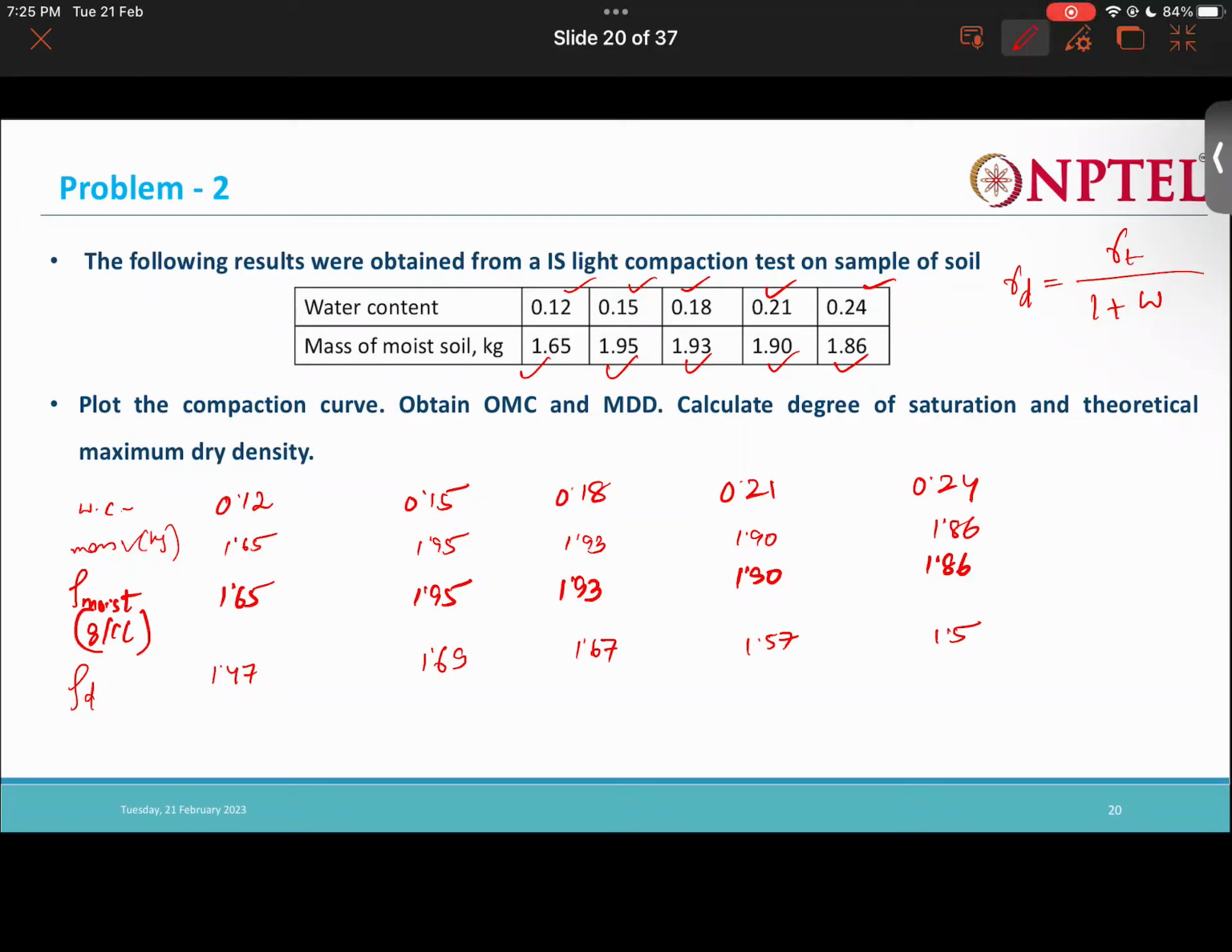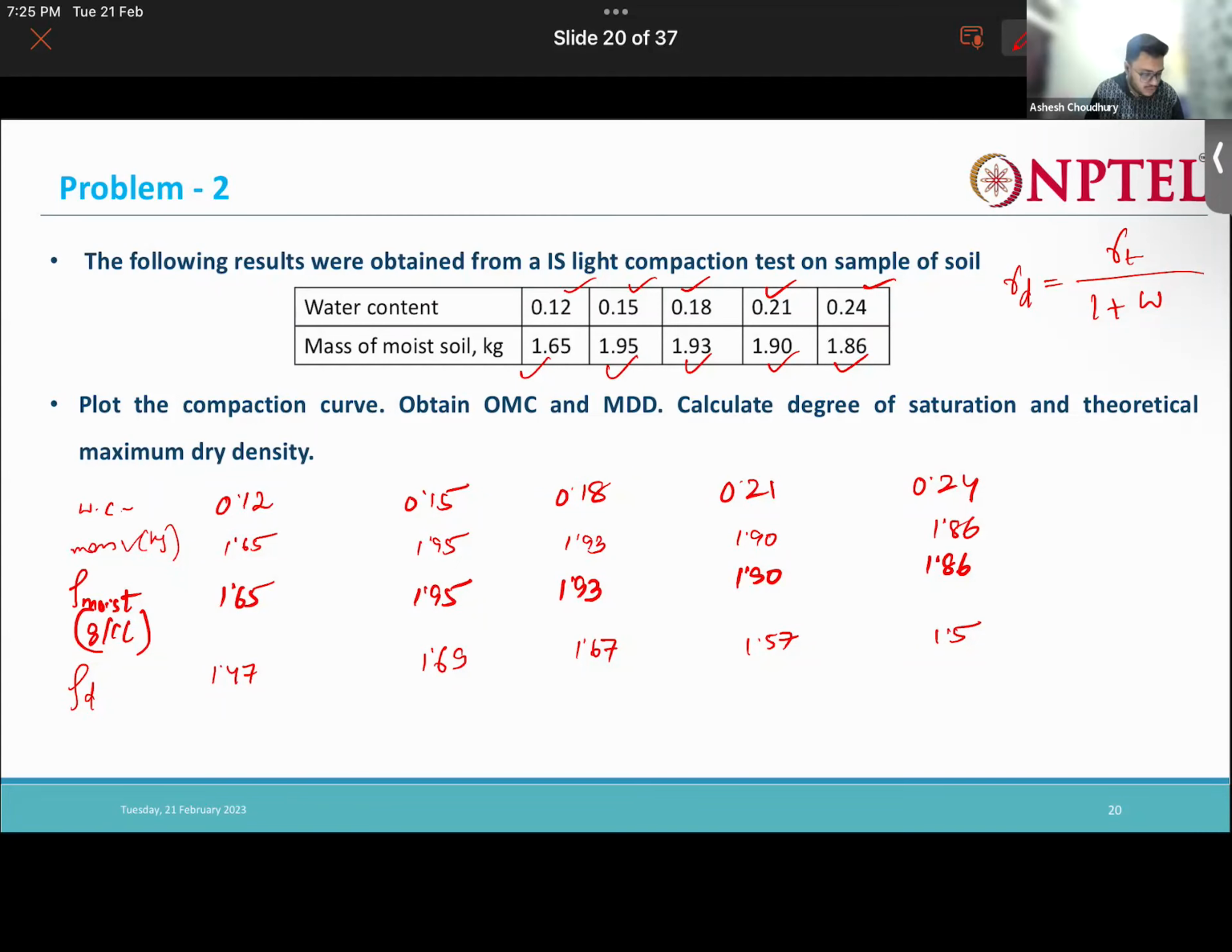Yes, sir. You have the data, right? You have all the available data. You have the dry density, and you also have the water content. You can easily plot the compaction curve. Okay. Now let us see.